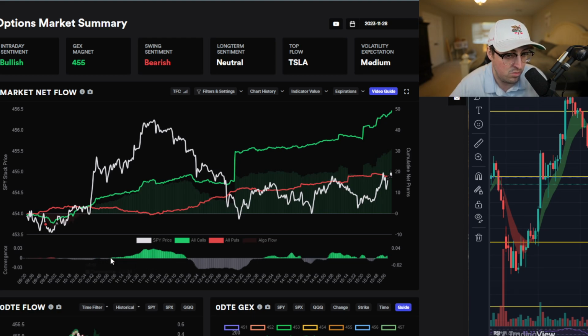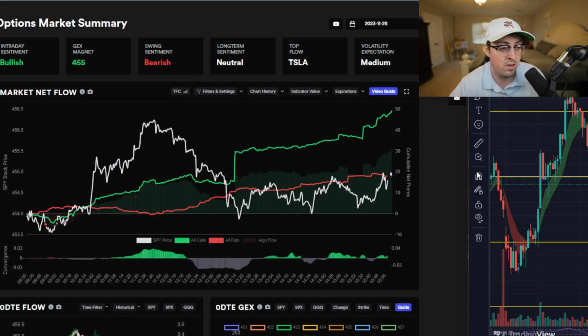And green convergence was right here. So that was a very, very good entry for calls. You could have caught a nice $1.25 or so move to the upside on SPY. Maybe even more if you got in on the EMA flip. But if you were a little bit late, you could have still caught that nice move. So that is something that I really, really look for.